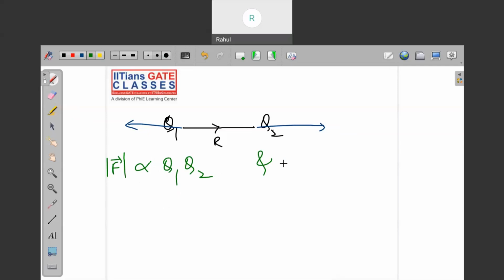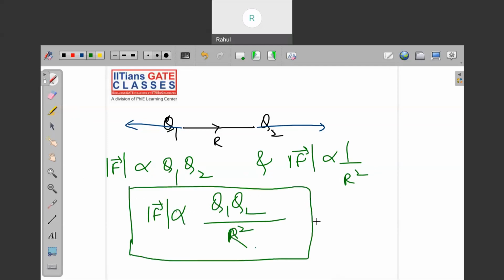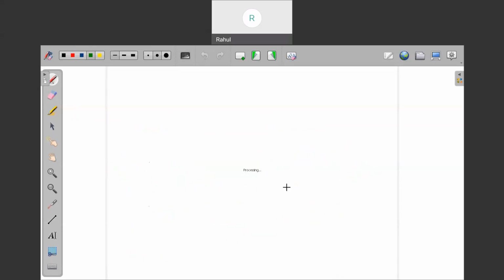If two charges are brought very close to each other, then the force is going to be high. These are the observations made by Coulomb. The magnitude of F is proportional to 1 by r square. If I combine the two, the magnitude of force is proportional to q1 q2 upon r square. I'm just talking about magnitude. This is Coulomb's law, and force has the unit Newton.